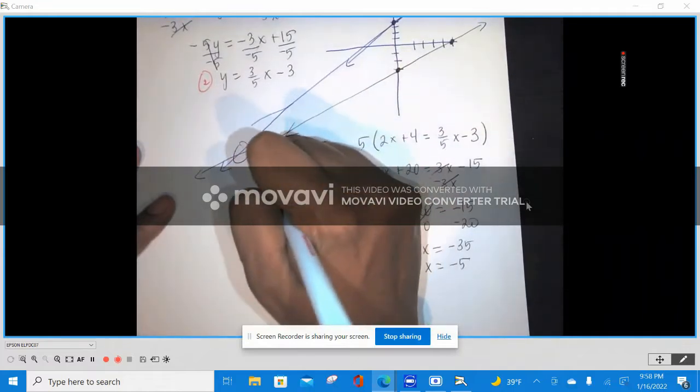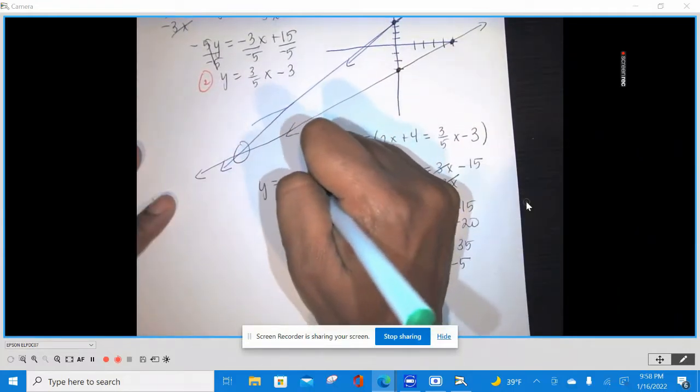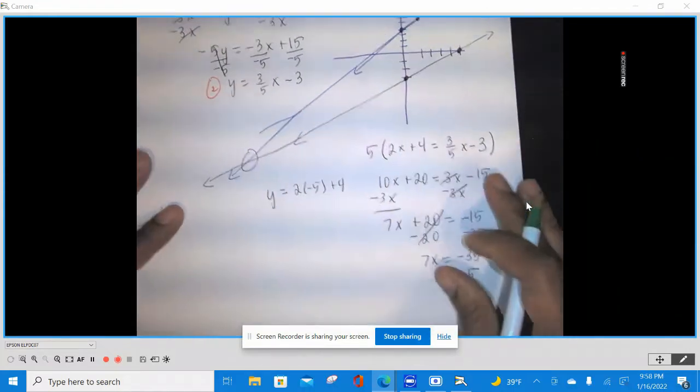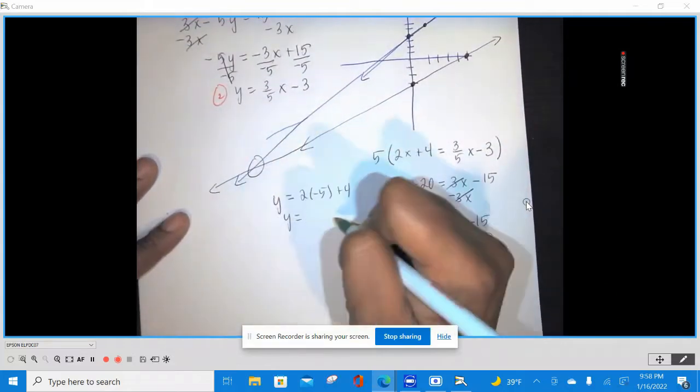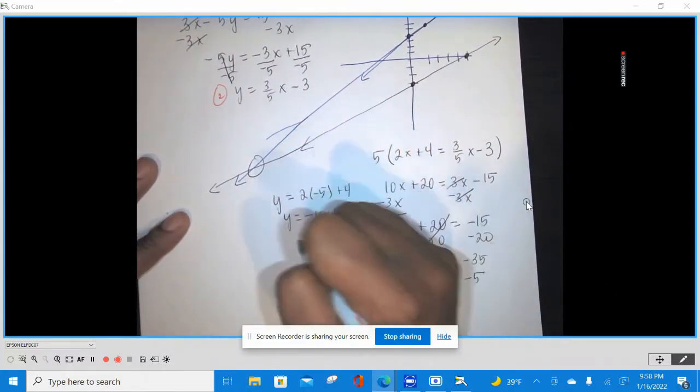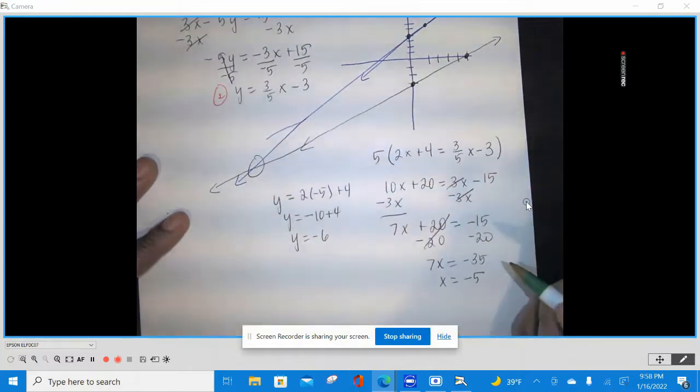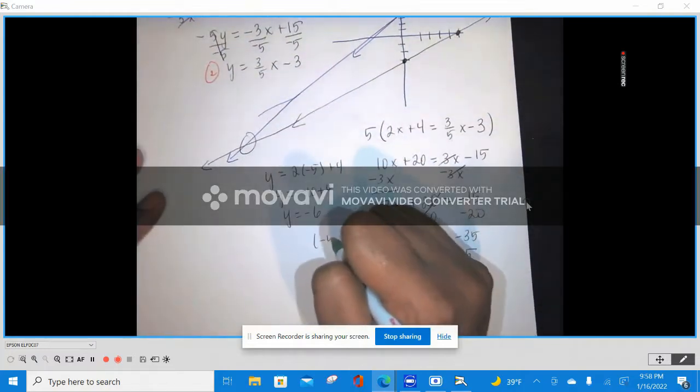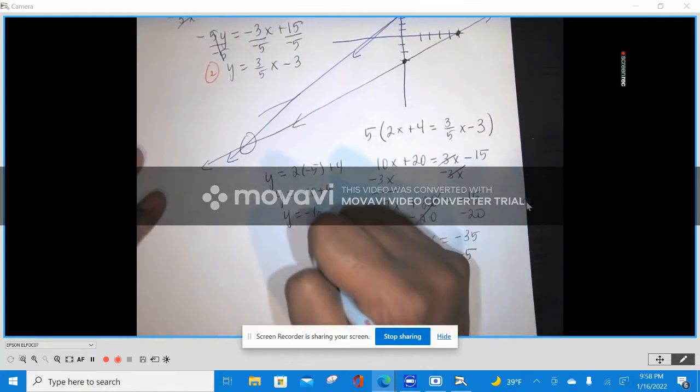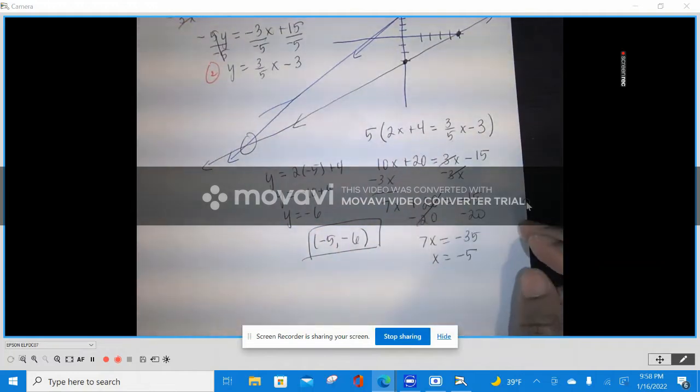So let's do y is equal to 2 times negative 5, and then plus 4. Y is equal to, that's negative 10 plus 4. Y is negative 6, okay? So the point of intersection is negative 5, comma, negative 6. This is the answer for number 1, okay?